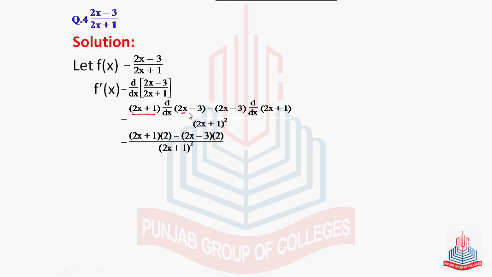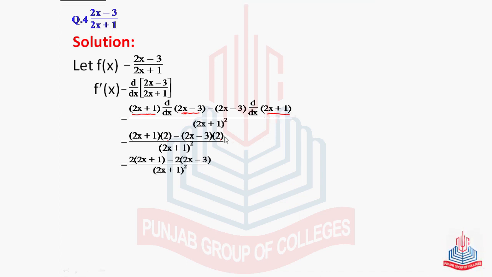When we apply derivative of this part, 2x minus 3, using some theorem, derivative will apply on 2x and derivative will apply on 3, but 3 is the constant term, so the derivative will become 0. We have left only 2x, so derivative of x will become 1, into 2 will become 2, minus (2x minus 3) as it is, and in the same way, derivative of 2x plus 1: the constant term's derivative will be 0. Derivative of 2x will be 2, as derivative of x is 1. So 1 into 2 will become 2.